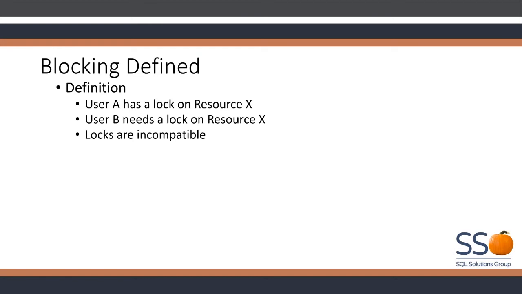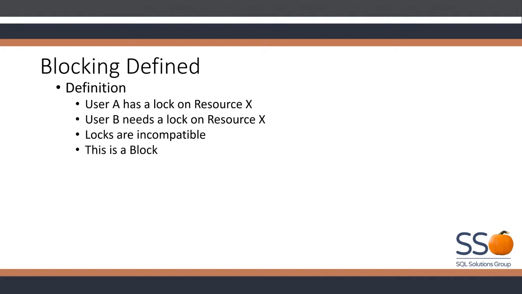Thinking back to our lock compatibility, if user A and user B are both trying to read the data from resource X, that's no problem. The locks are compatible. They can both have those shared locks at the same time. But if they're not compatible, user B is going to have to wait until user A completes their activity and releases their locks to be able to do what they need to do. So that's described as user A is blocking user B. Now, this is what's called a block.